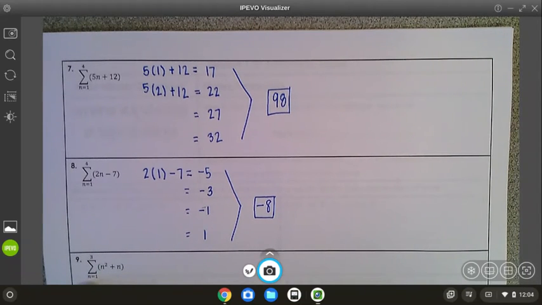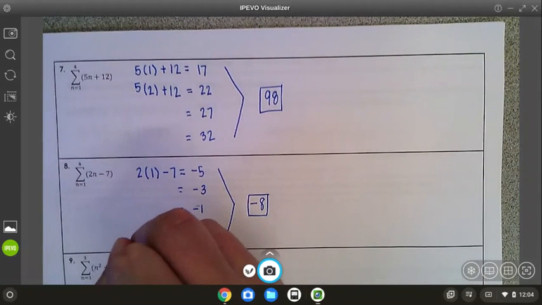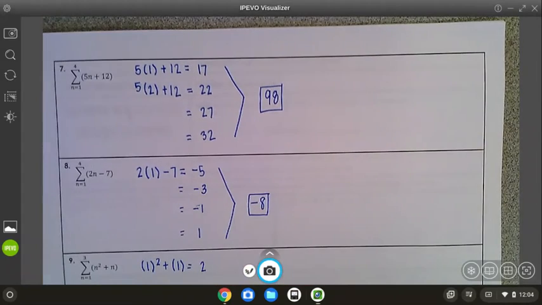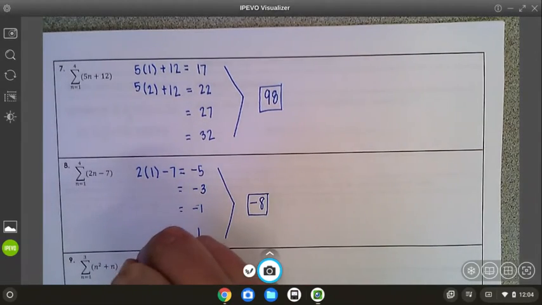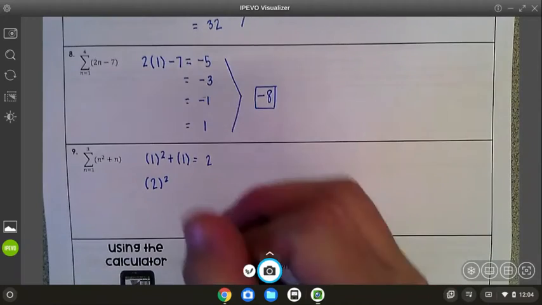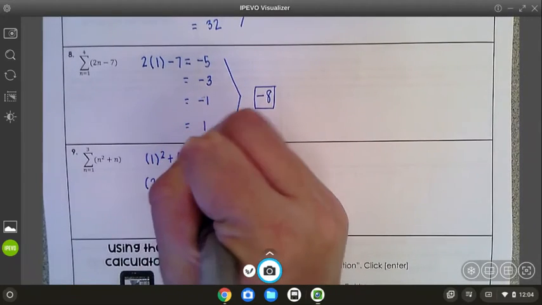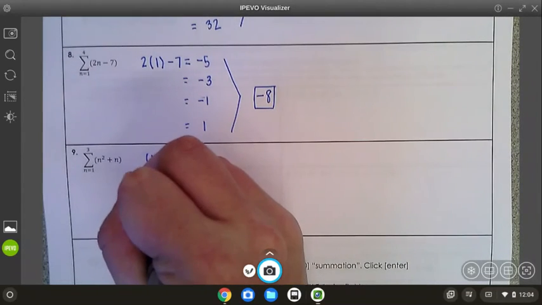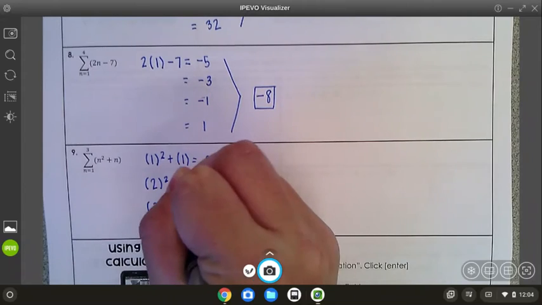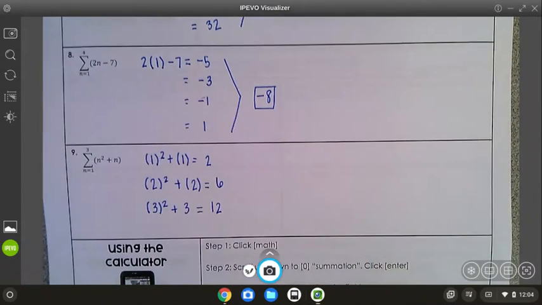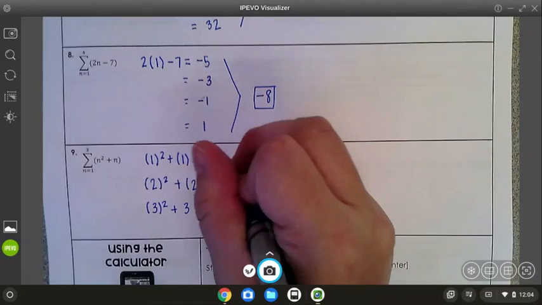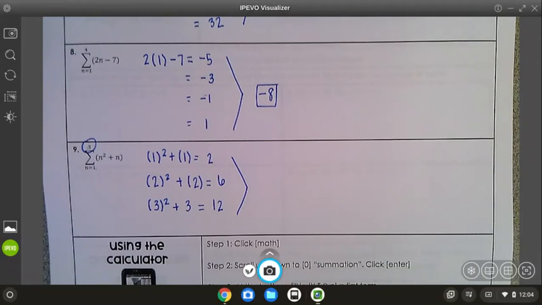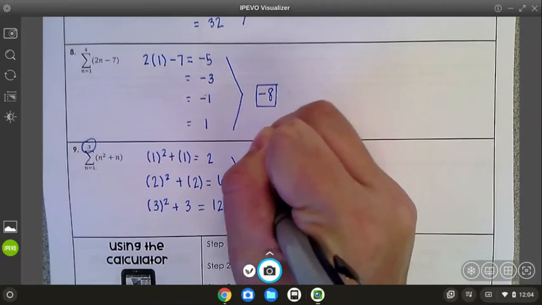Number 9, we had 1 squared plus 1 is 2. 2 squared plus 2 is 6. 3 squared plus 3 is 12. And you only had to do 3, numbers 1 through 3. And if you added all those together, you got 20.